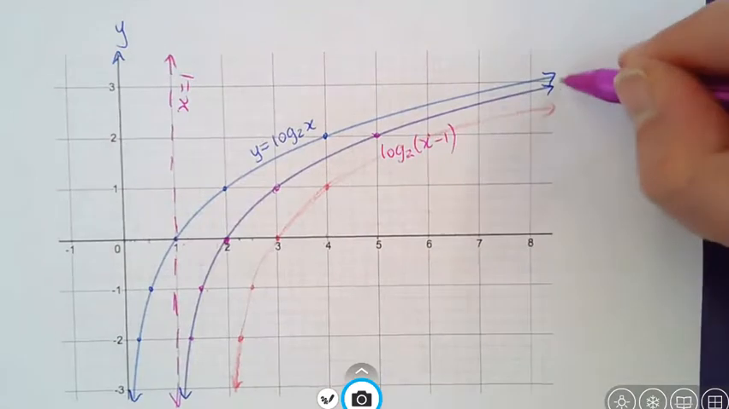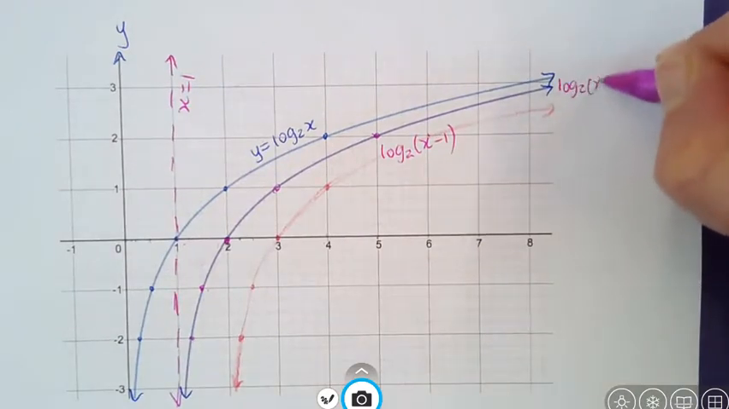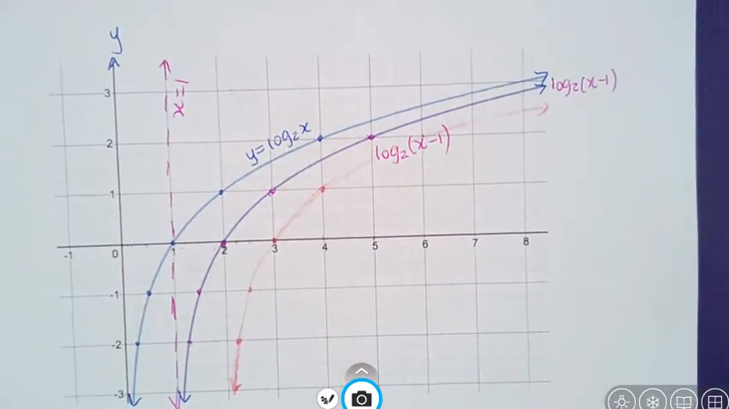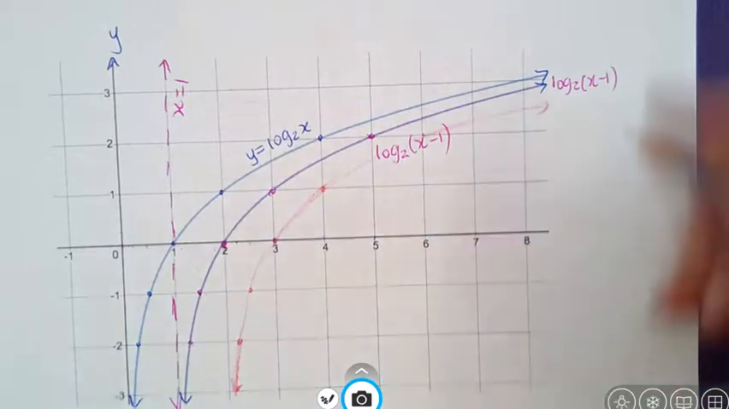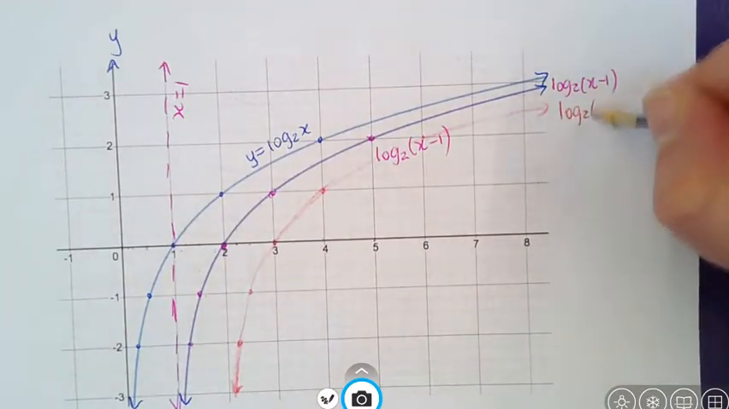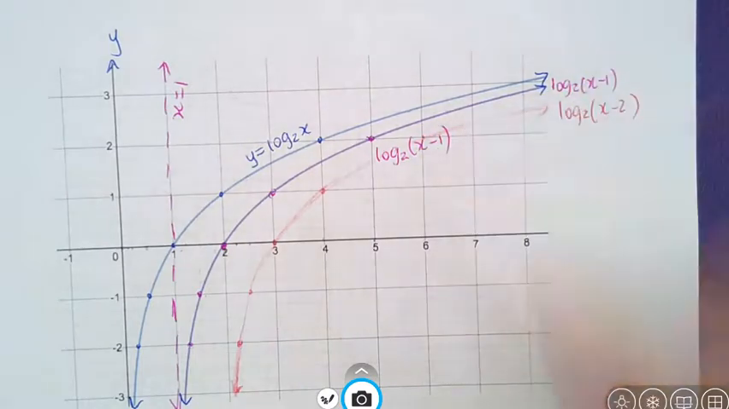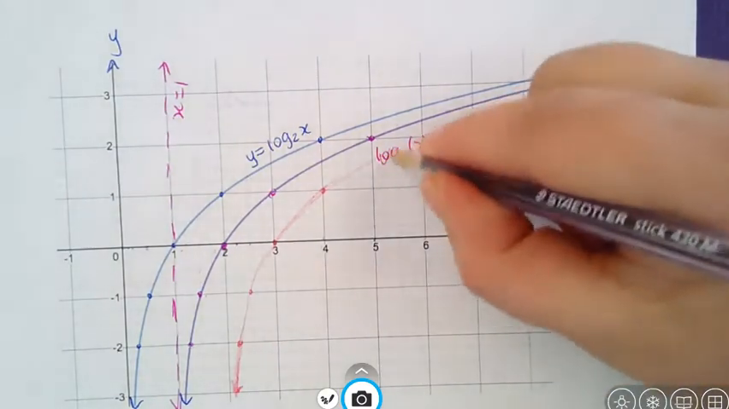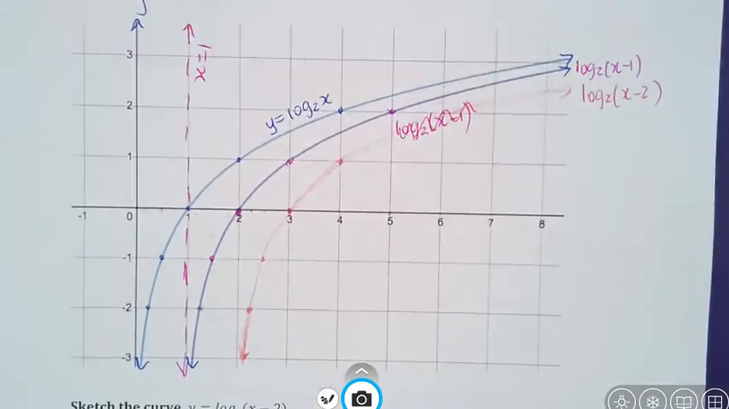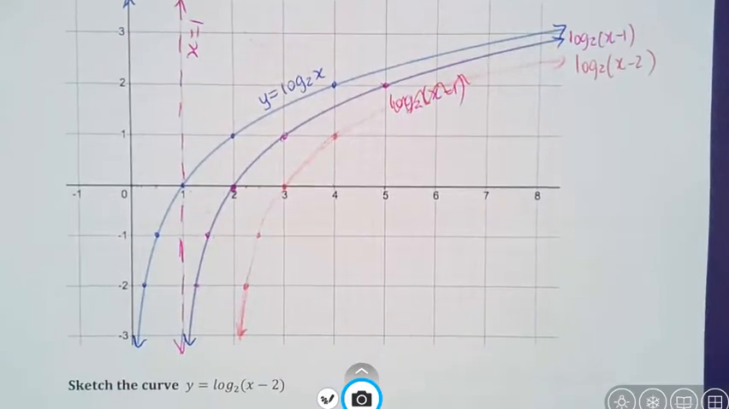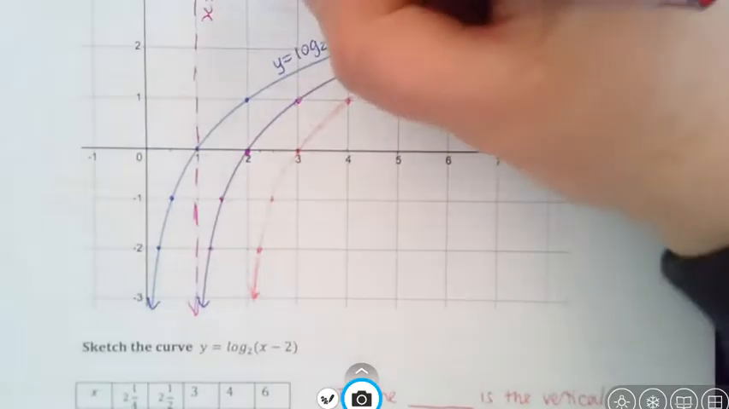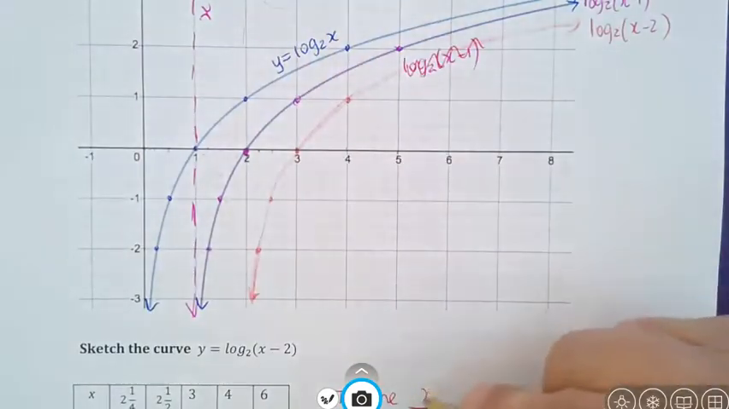So this one will be log to the base 2 of x minus 1, and my red one is log to the base 2 of x minus 2. Okay, I'll just rub that off. All right, so it's been shifted 2 units to the right. Okay, and what's the asymptote this time? Yeah, the line x equals 2 is your vertical asymptote.